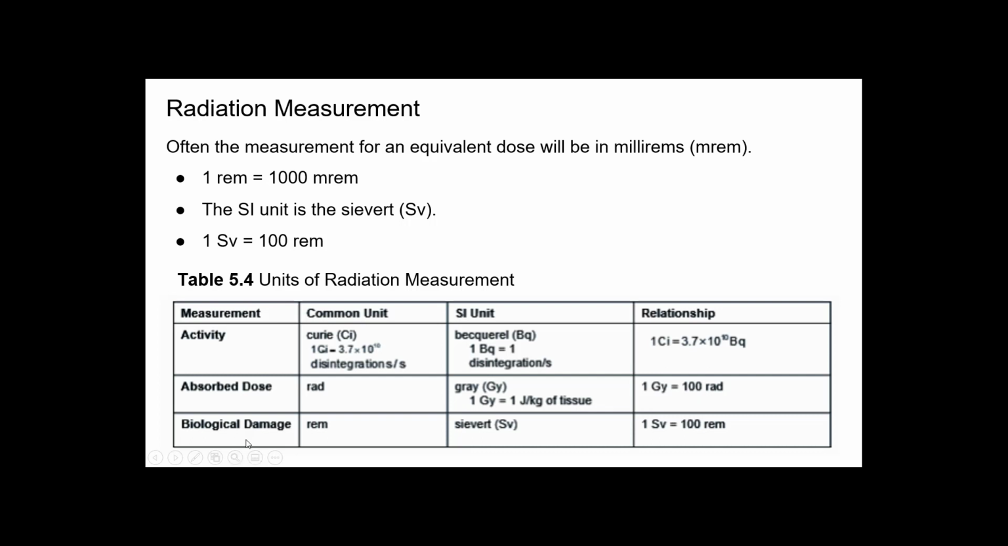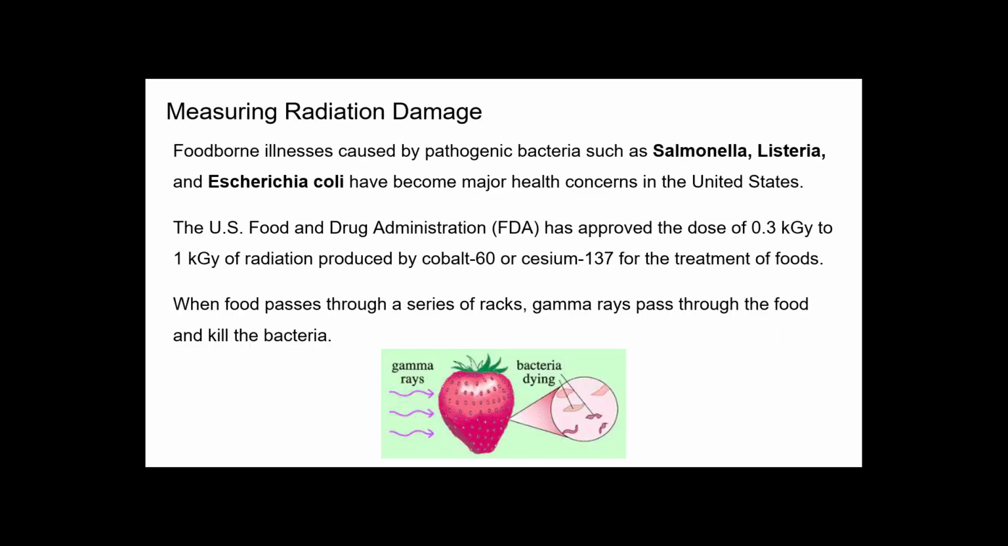And then we look at the measurements for biological damage. We use REM, and that is in sievert with its SV, and 1 sievert is equal to 100 REM. These can be very confusing because this is what we're not used to covering in chemistry. But for chapter 5, whole bunch of new things coming up.